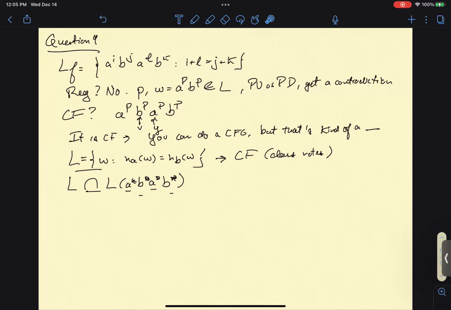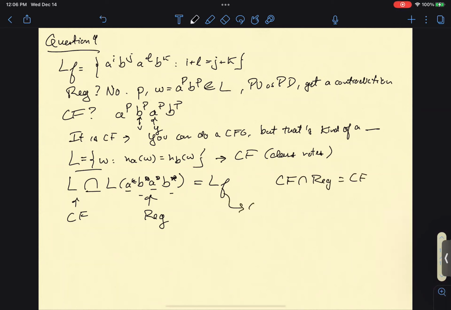But I'm saying, now the language, so this is equal to L_F. But then this is context free, and then this is regular. So context free intersect regular is context free. Right? So context free intersect regular is context free, and so this must be context free.